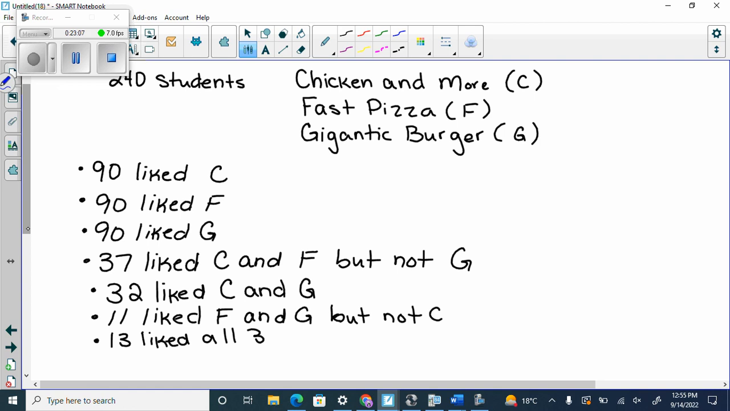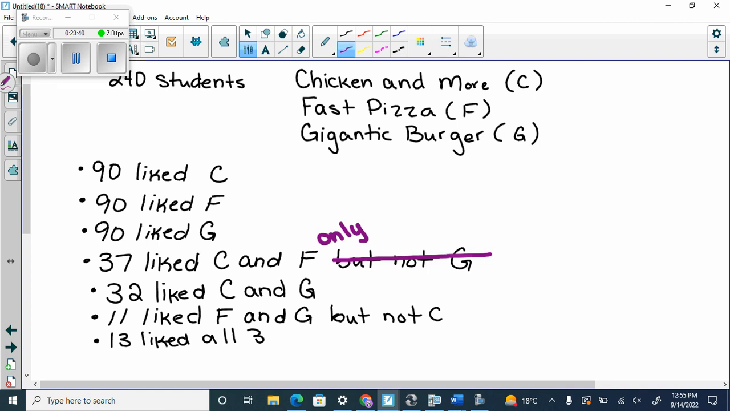We agree? So let's see if some of these would get us only. So let's look here. 37 liked chicken and fast pizza, but not gigantic burger. So that's really chicken and fast pizza, technically only. We agree? So I could go, actually I want to write only. Now is this one only? 32 liked chicken and gigantic burger? Is there an only here? Did it say anything about that? No, this would make the whole eyeball shape. And this one is 11 liked fast pizza and gigantic burger, but not chicken.